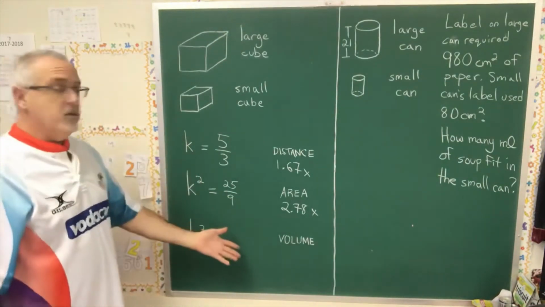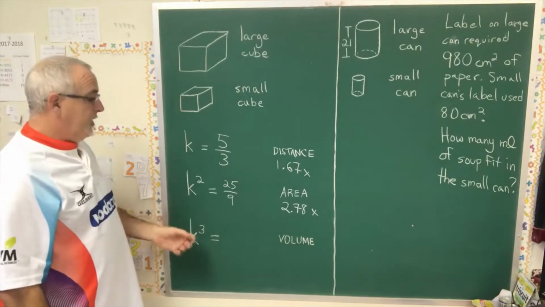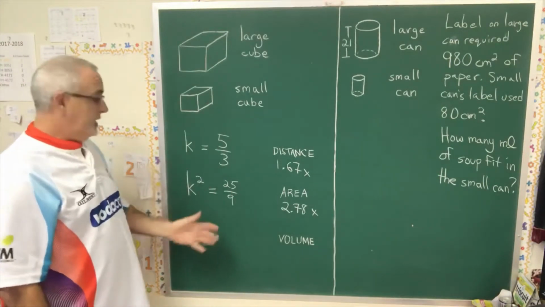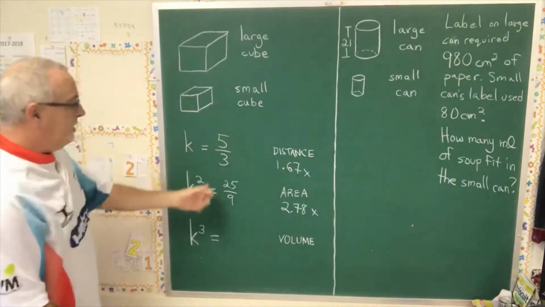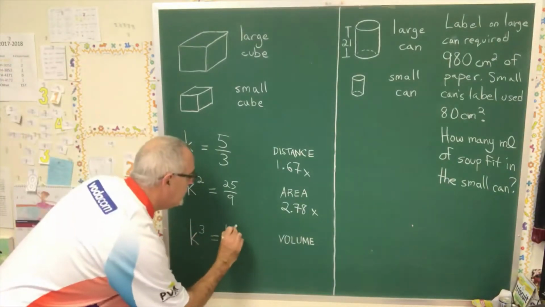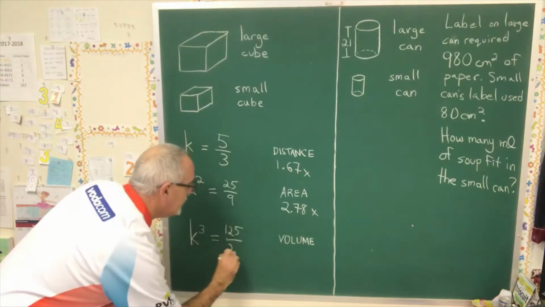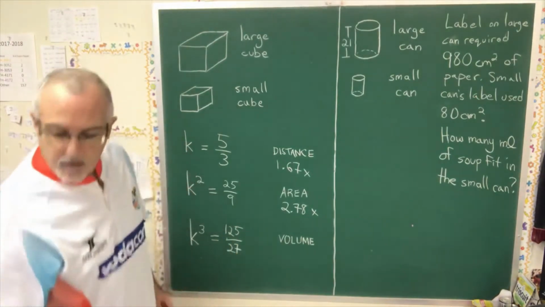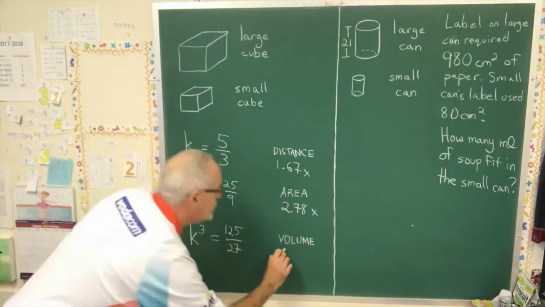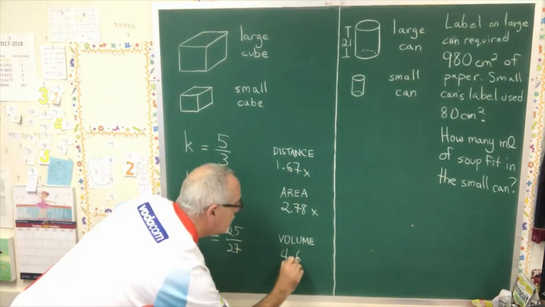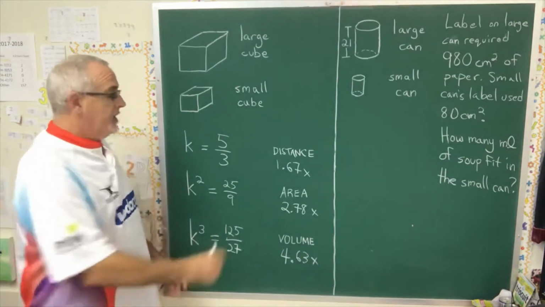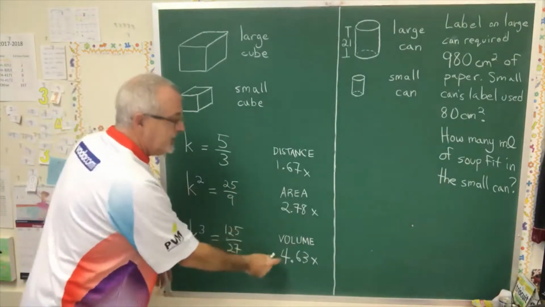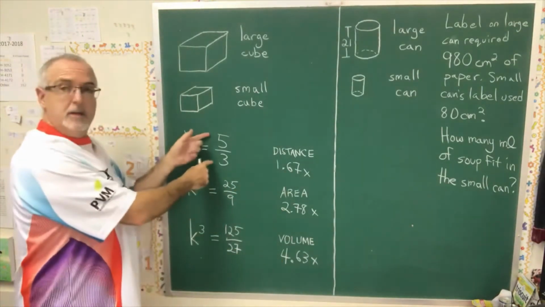Then there's the volume. The k for the volumes of the two shapes is the cube of the original k-value. And the cube of 5/3 is 125/27. And 125 is actually 4.63 times as big as 27. The reason we have these decimals is because of the numbers we started with.